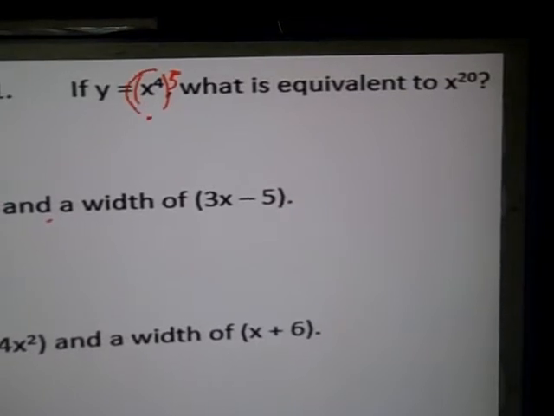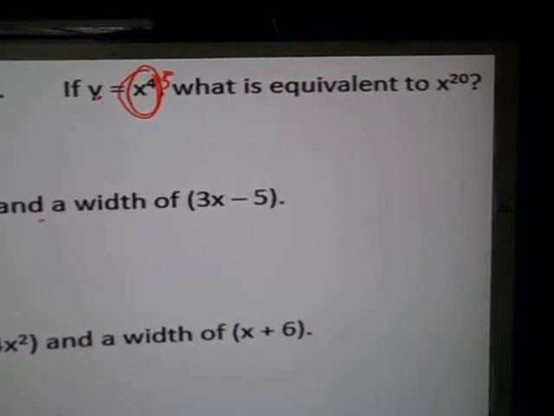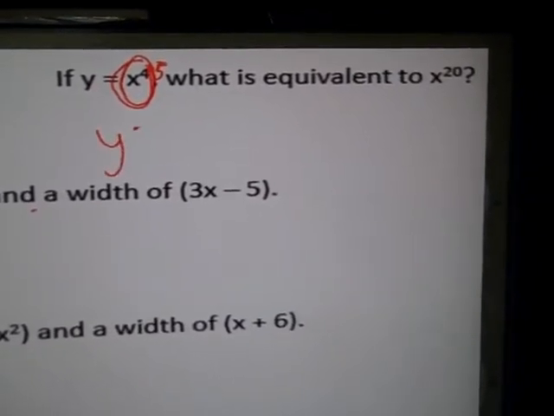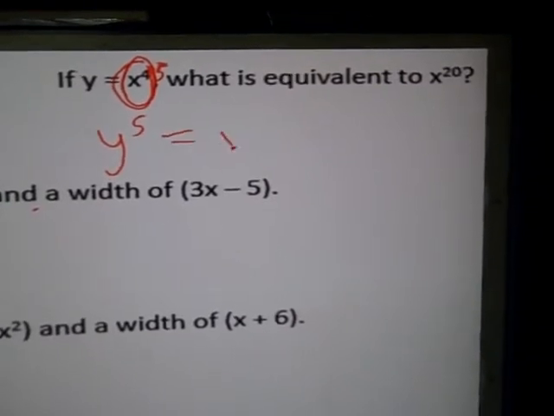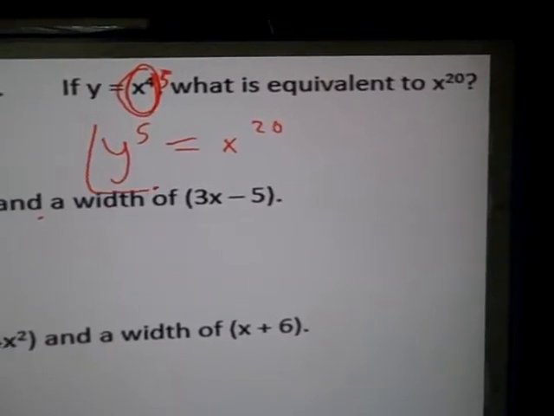That's how I get x to the 20th. So if this inner term right here is equal to y, then I can also take y to the 5th power and also get x to the 20th. The answer is y to the 5th power.